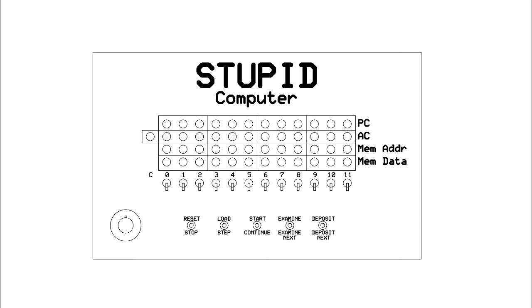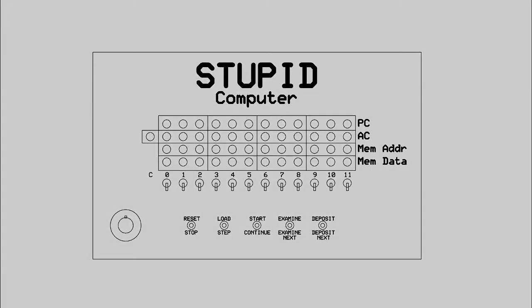And then there are momentary toggle switches, as you can see: reset, stop, load, step, start, continue, examine, examine next, and deposit next. So that's the front panel layout. I'm going to use LEDs for the indicators just because they're more efficient and they look cooler. Actually, look cooler and run cooler than incandescent lights.